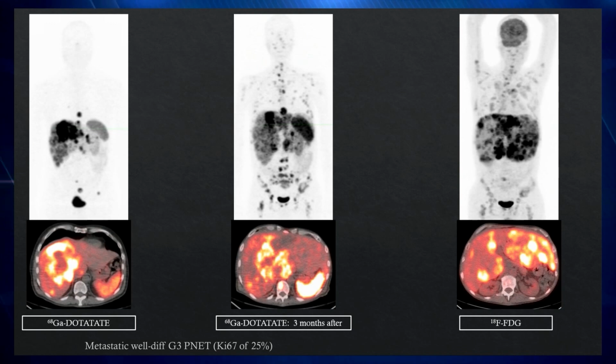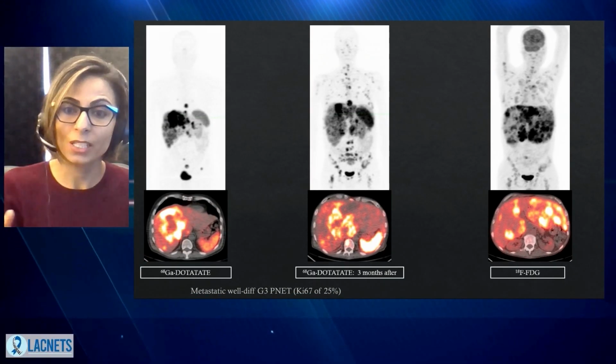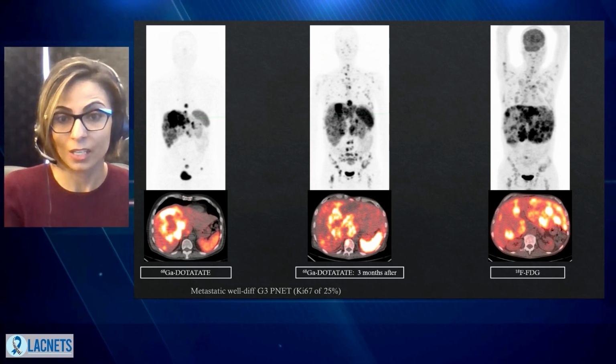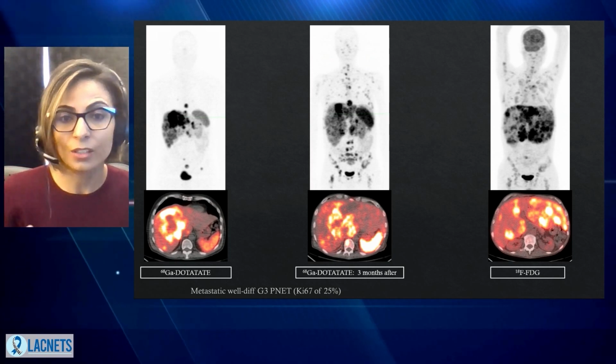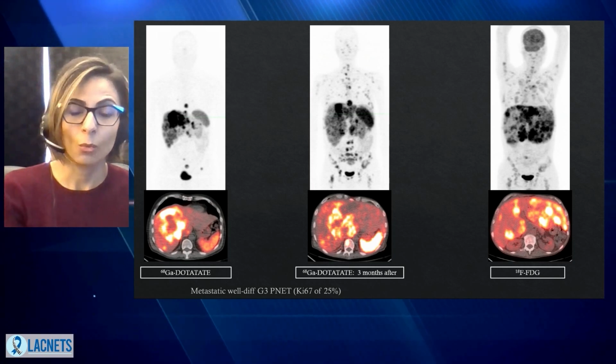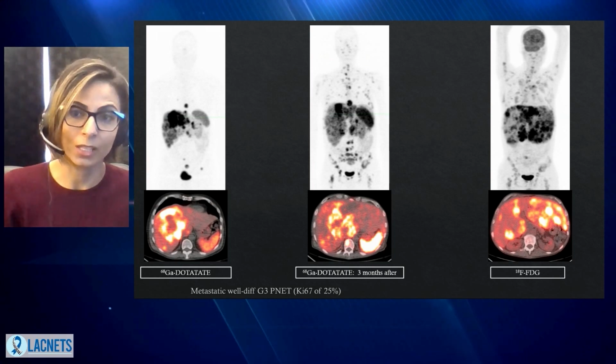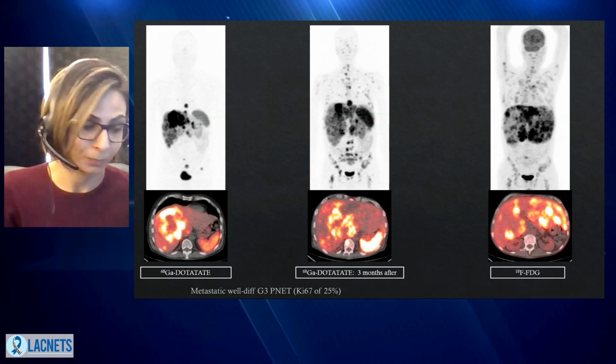So here I should say that not everyone should get an FDG PET, but if we're seeing any lesions that are suspicious for higher grade disease that has lost somatostatin receptor, then we ask, if possible, to get an FDG PET to be able to evaluate these lesions that we're concerned about.